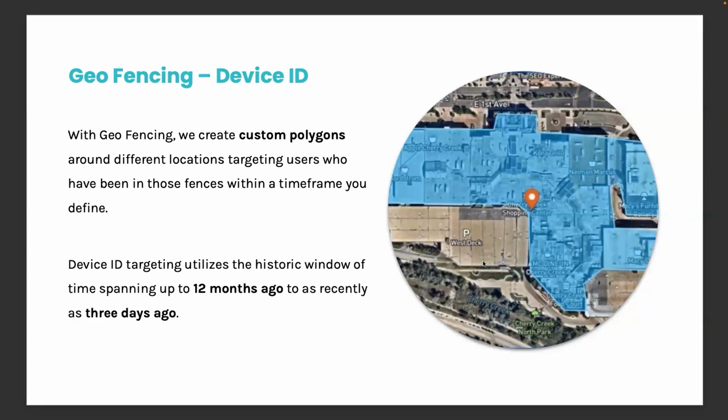So we can isolate the areas where you want to reach people that have visited those locations. There's a lot of examples where we've used this in the past. Recently, we were working with a big rodeo that was coming into town, and they wanted to reach people that went to the rodeo last year or had been to rodeos put on by other companies. So we were able to identify the exact locations of those rodeos and target people who had been to those rodeos in the past. With device ID, we can target people up to 1 year ago or as recent as 3 days ago. So it's kind of a rolling calendar, if you will.